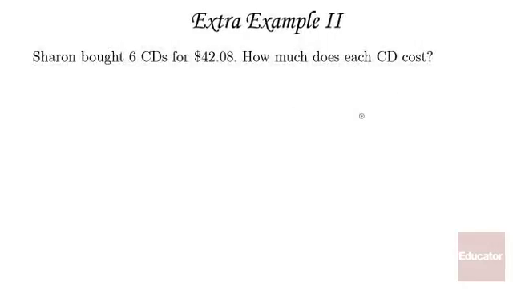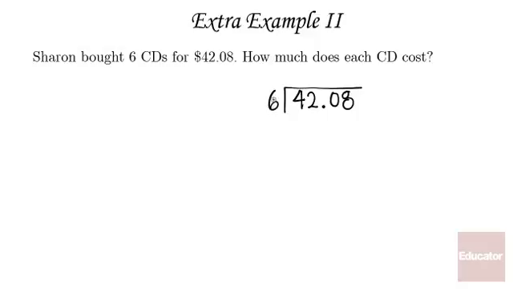Sharon bought 6 CDs for $42.08. How much does each CD cost? Well, if she has this much and she buys 6 CDs, each CD costs the same amount. So $42.08 divided by 6, right? So let's do $42.08 divided by 6.